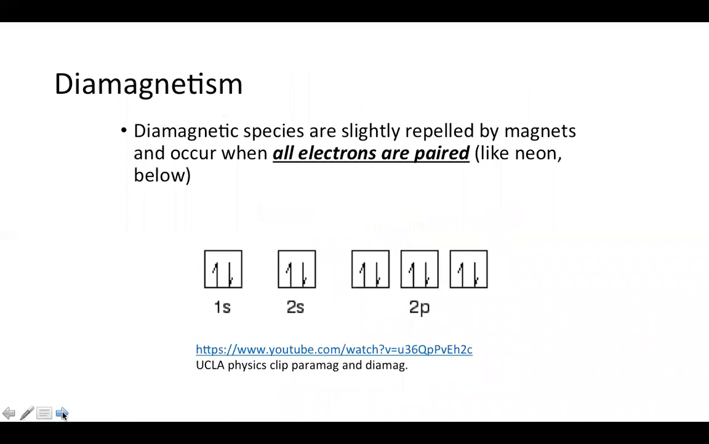On the other hand, diamagnetism, or diamagnetic species, are going to be slightly repelled by magnets, and they are formed when all of the electrons are paired in the atom. So for instance, if we're looking at neon, pictured here in the orbital notation of its electron configuration, we see that all of its electrons are paired.